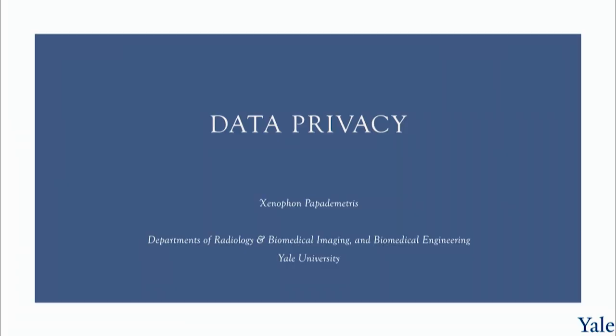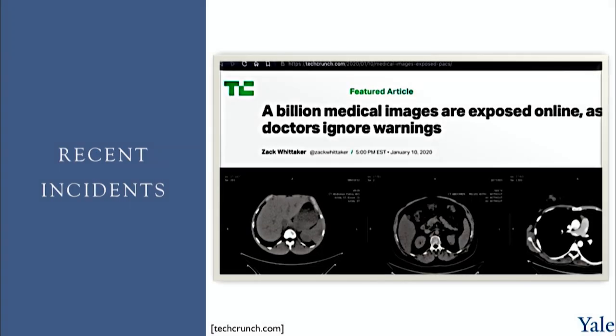So you will have seen many examples of this online. Here's just a random story from TechCrunch. It says 1 billion medical images are exposed online as doctors ignore warnings. This was a result of an unsecure PACS system allowing data leakage, and people could access things. Security was not necessarily implemented at the highest level in many hospitals. They relied on having a firewall outside to protect from intrusion, but inside everything was open. So if you could get access, you could get access to 1 million images, as the slide shows.